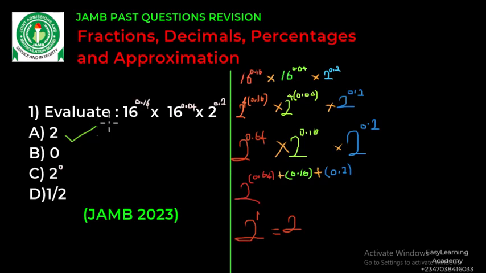Very simple. What we did was to change to a common base. To change 16 to base 2, we made it 2 raised to power 4, and then we multiplied with the initial powers that we were given. Since the bases are the same, we picked one and added all the powers. When we added them up, we had the answer as 1, 2 raised to the power 1. Then it's the same thing as 2, and of course 2 here is the correct option.